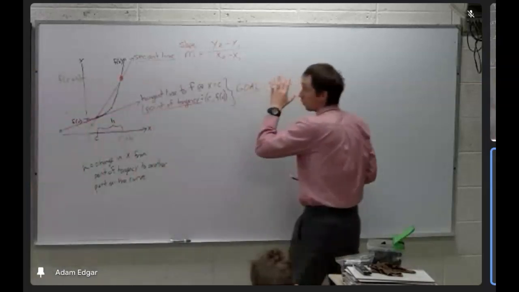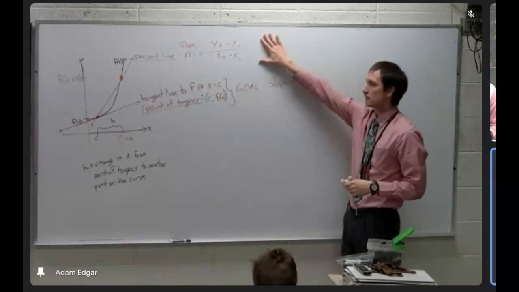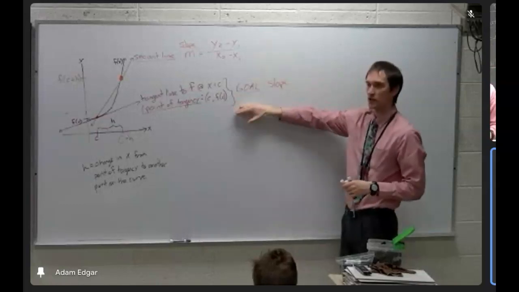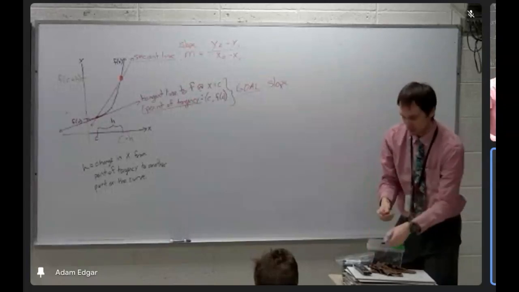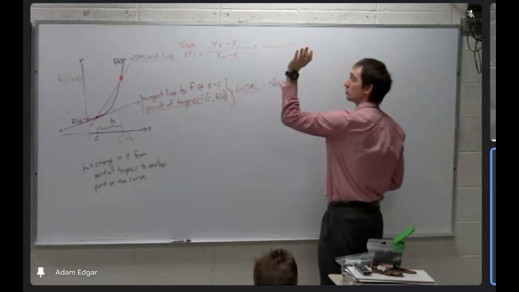So what we're going to do is start with the slope of the secant line, and then we're going to try to use that to get at the slope of the tangent line, and that's going to be how we define the derivative. So start with the slope of the secant line. We have just the general, generic slope formula.